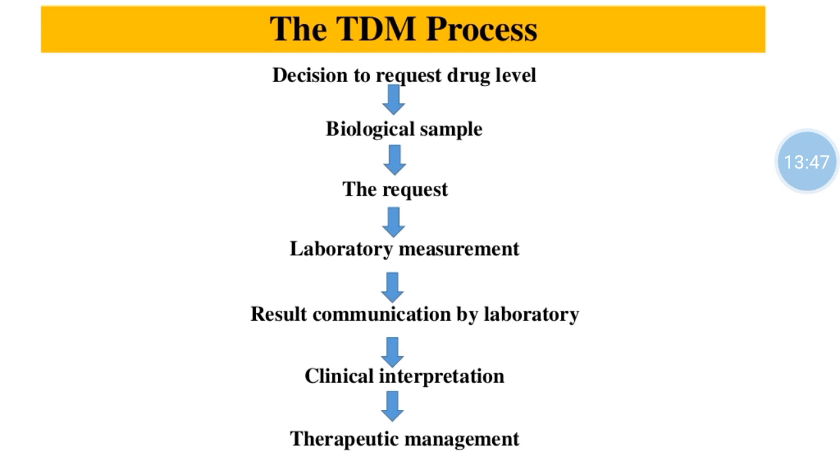Result communication by the laboratory: the results, whether beneficial, undesired, or a very high or low concentration, are communicated by the laboratory. Then clinical interpretation: clinical interpretation means whether the drug gives more action or very low efficacy, what the therapeutic activity is. And therapeutic management: what should be done to manage the activity, that is where therapeutic drug monitoring takes place. So this is the process of therapeutic drug monitoring: take the sample and check it in the laboratory. This is the end of the second part of the lecture.